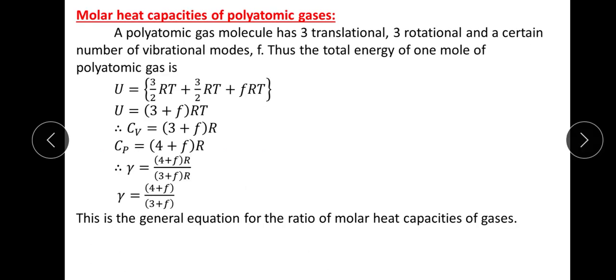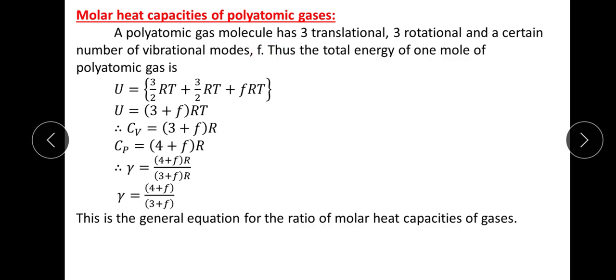Now for polyatomic gases, meaning more than 3 or 4 atoms, how do we calculate the molar heat capacity or the ratio of molar heat capacities? A polyatomic gas molecule should possess 3 translational degrees of freedom and 3 rotational degrees of freedom and a certain number of vibrational modes also. So that is taken as F here.